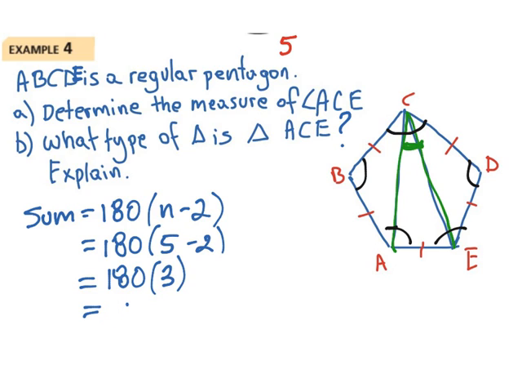540 degrees. Now this is the sum of all the interior angles. Remember, we still have to take 540 and divide it by how many angles there are, and each angle is going to be 108 degrees. So this means that this is 108, and so is this one. All the interior angles are 108 degrees.